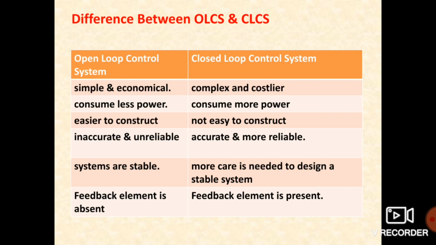Maintaining stability in open loop system is somewhat easier and the system is stable. But in closed loop system, more care is needed to design a stable closed loop system because the system is already a complex one. So stability adds more complexity to the closed loop system. The final difference is the feedback element is absent in open loop system and present in closed loop system. So these are the differences between open loop system and closed loop system.